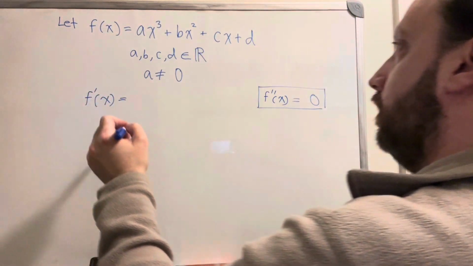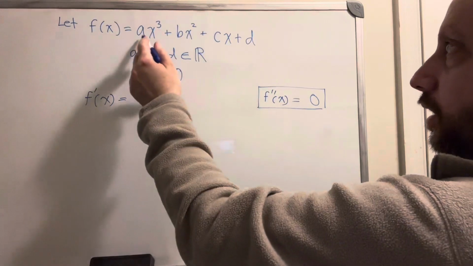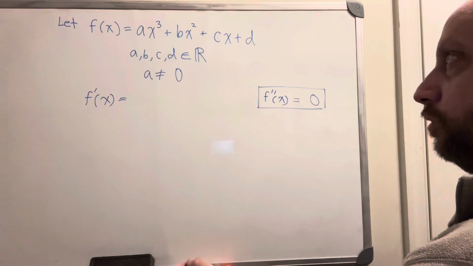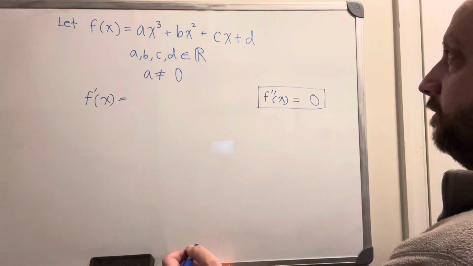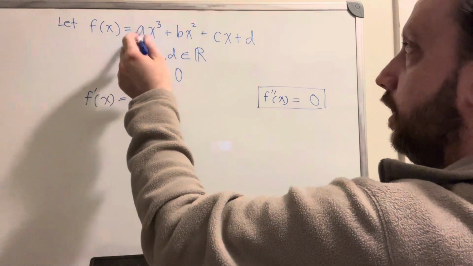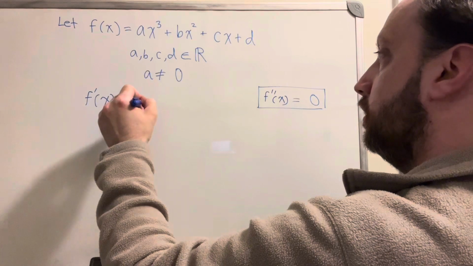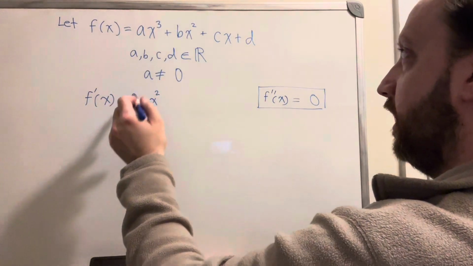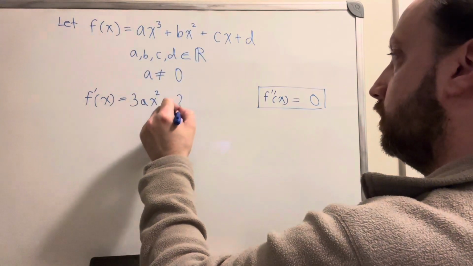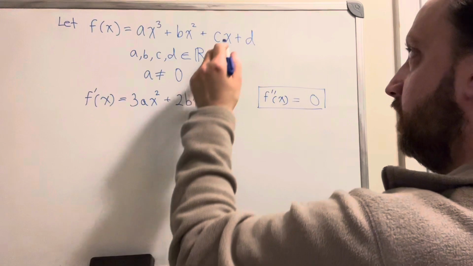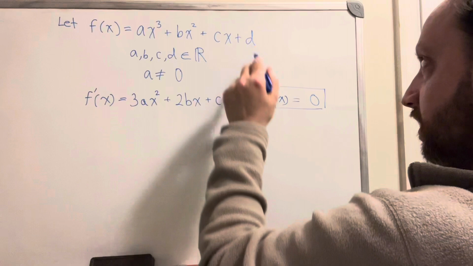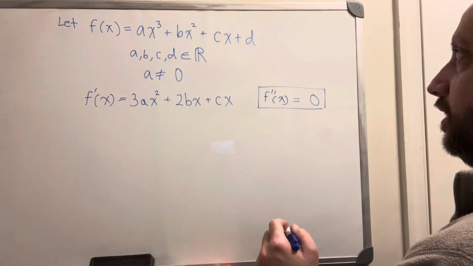If you remember the power rule, and also the rule that the derivative of a sum of functions is the sum of the derivatives of these functions, we can take this one, say this is 3ax squared plus 2bx, and then plus c, and since d is a constant, it's gone.